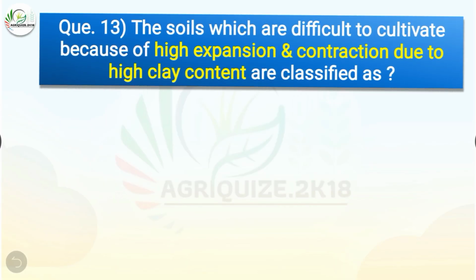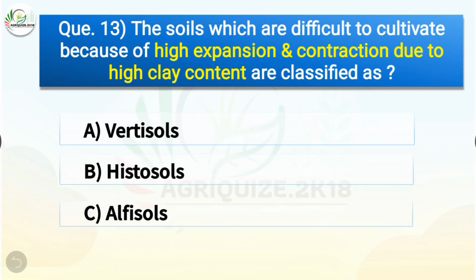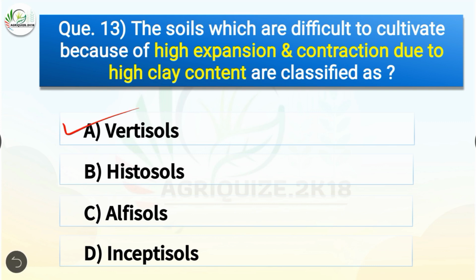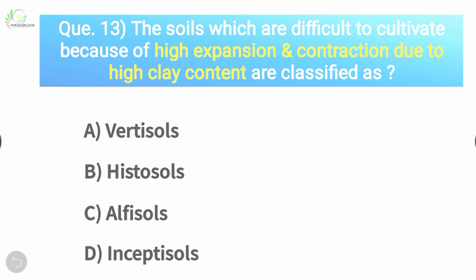Question number 13. The soils which are difficult to cultivate because of high expansion and contraction due to high clay content are classified as. The options are vertisols, histosols, alphisols, or inceptisols. The correct answer is option A, vertisols. So the soils which are difficult to cultivate because of high expansion and contraction due to high clay content are classified as vertisols.